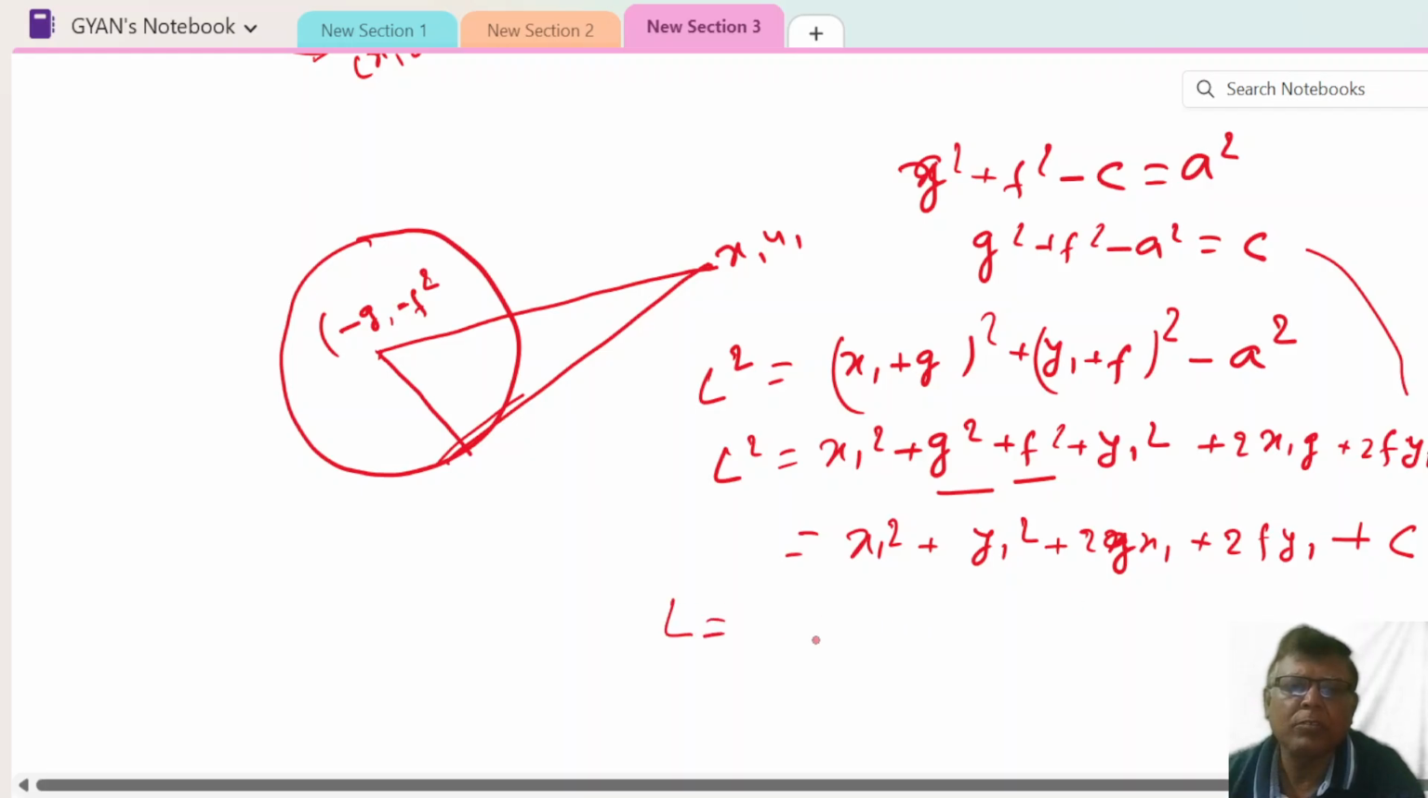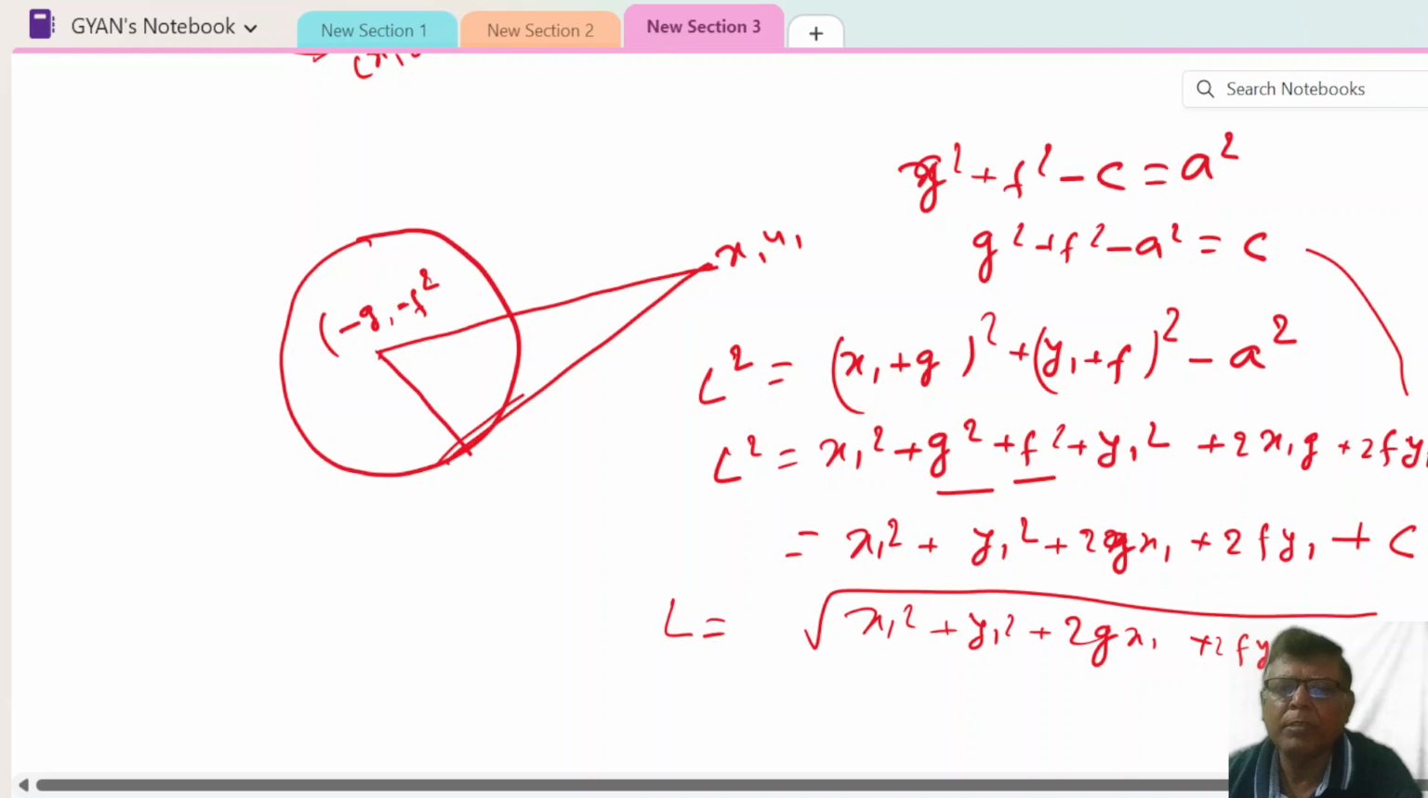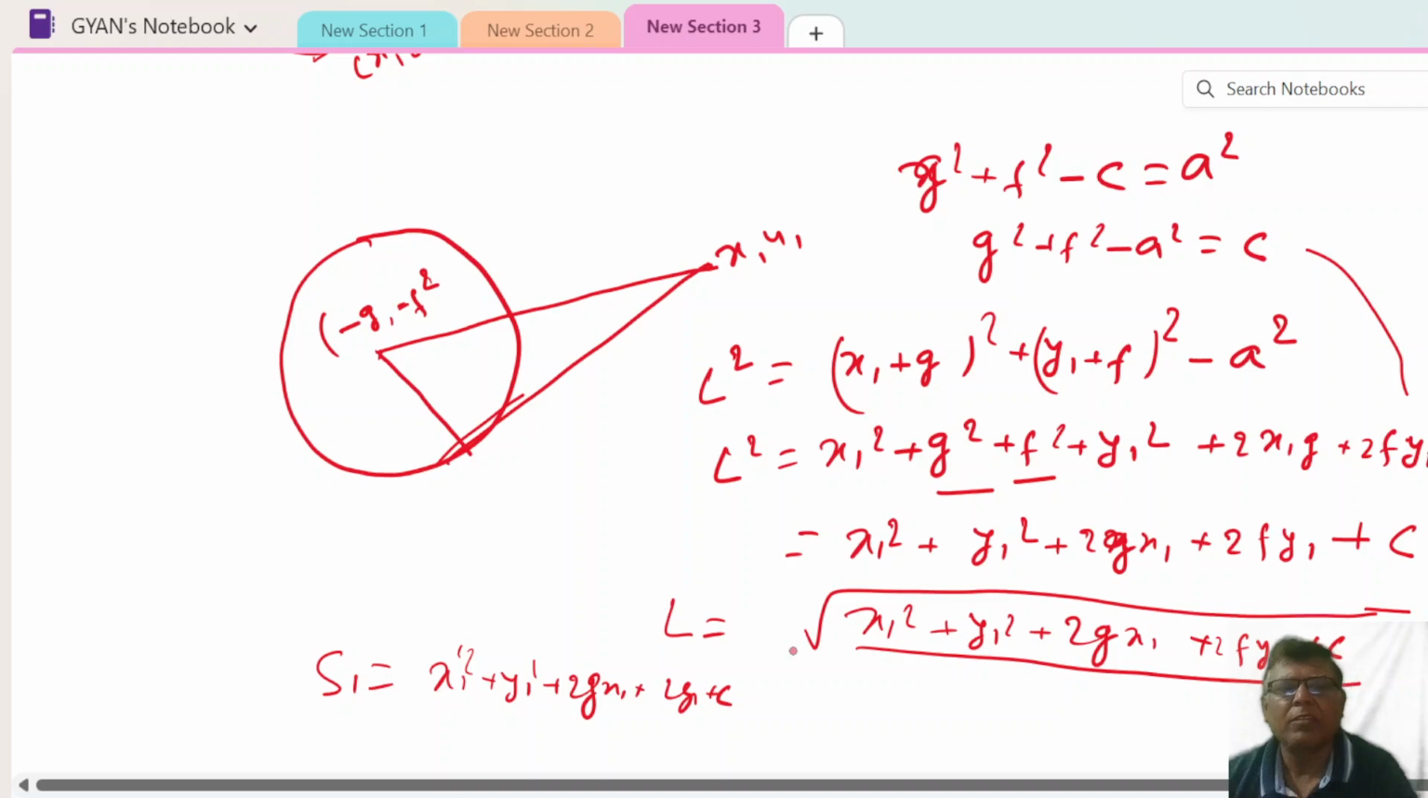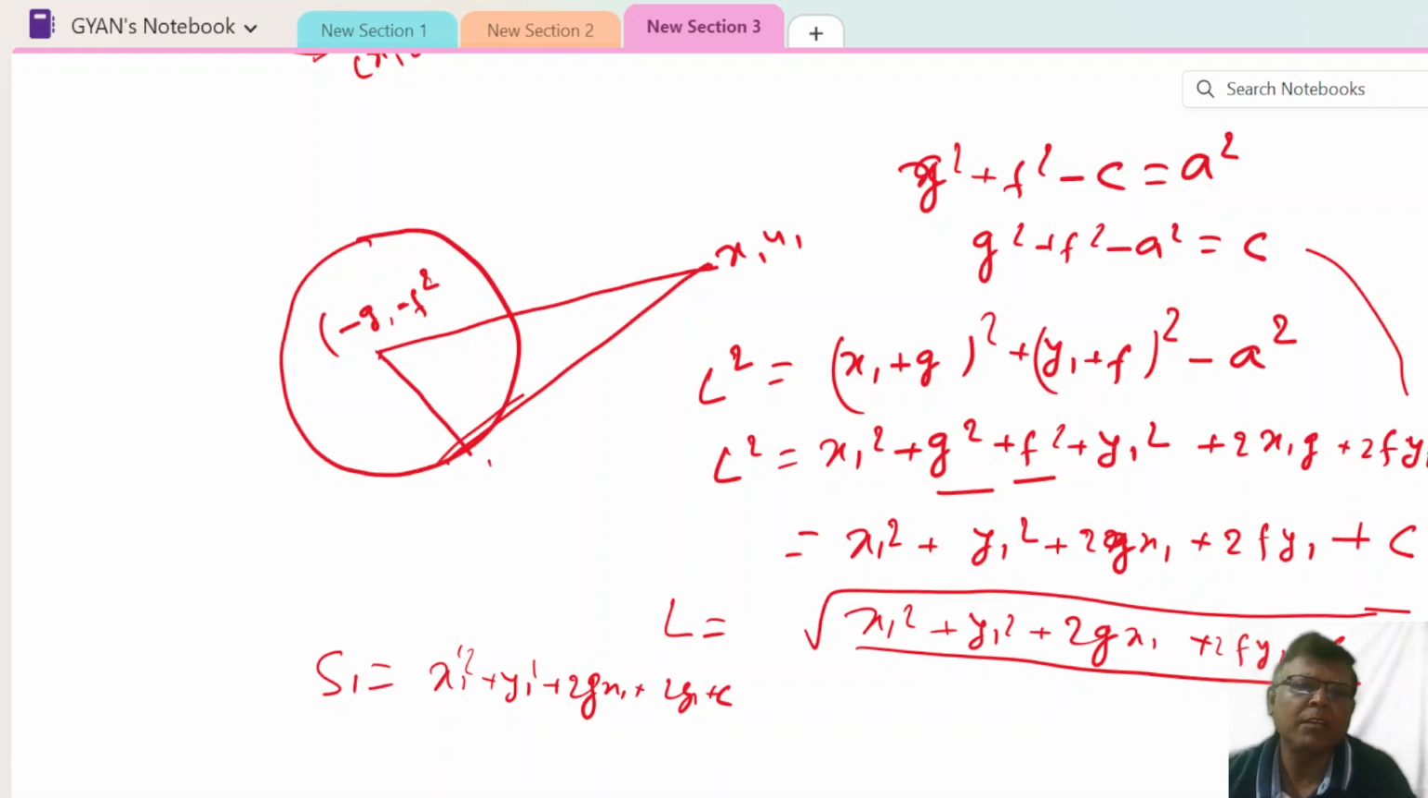So L is equal to root over x1 square plus y1 square plus 2g x1 plus 2f y1 plus c. What is this? This is nothing but S1, which we have defined. So this way we can find the length of the tangent. This is the length of the tangent.